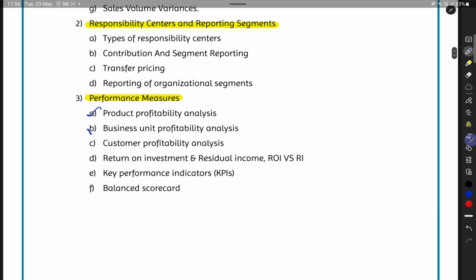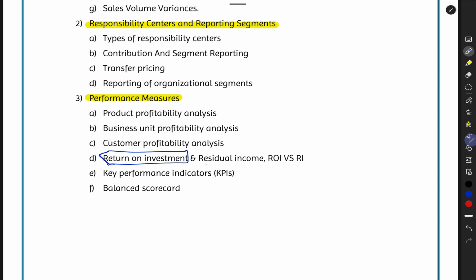That can be covered within your business unit profitability. Then you have customer wise profitability analysis. Some customers you might have more profit, some customers you might get lesser profit. So customer profitability analysis will be there. Next, return on investment, ROI versus residual income, RI.